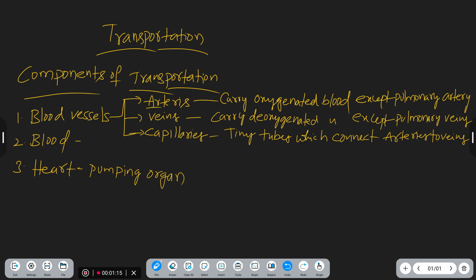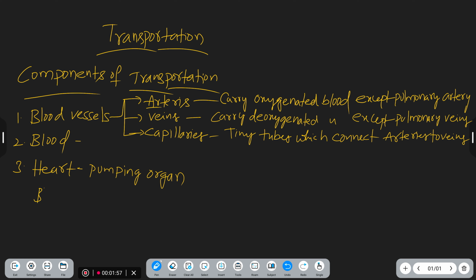Okay, so now the arteries carry oxygenated blood except the pulmonary artery. Veins carry deoxygenated blood except the pulmonary vein. Then capillaries are tiny tubes interconnected with the arteries as well as the veins. So we'll discuss them one by one.